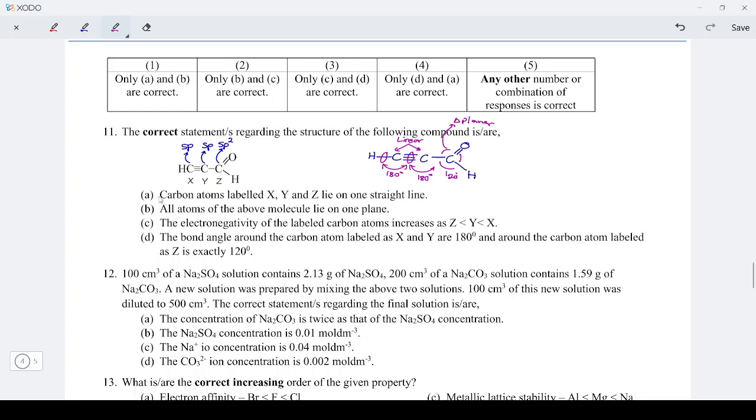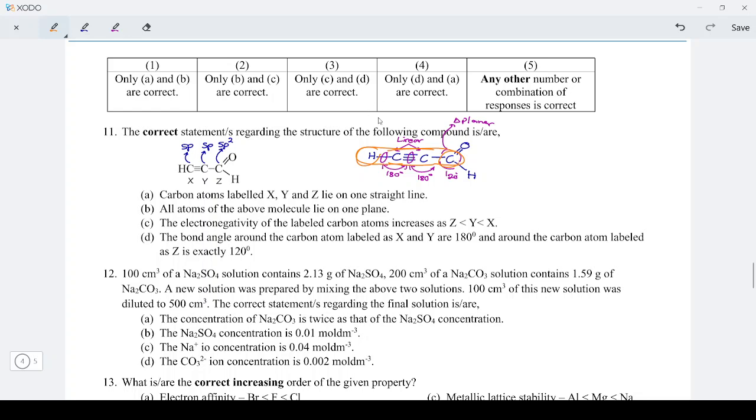As mentioned in the first statement, the X, Y, Z carbon atoms are also lying on the same straight line. Here's what we're going to memorize. If you notice, sp hybridized atoms and their connected atoms lie on the same straight line. So that means this hydrogen and this other carbon should all lie on the same straight line.